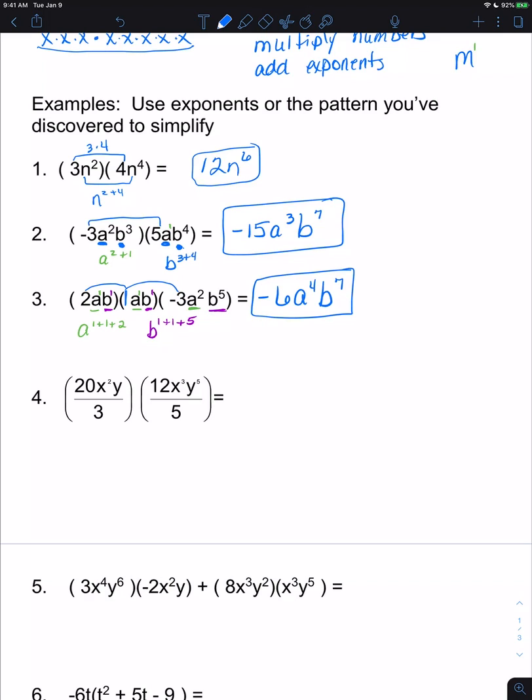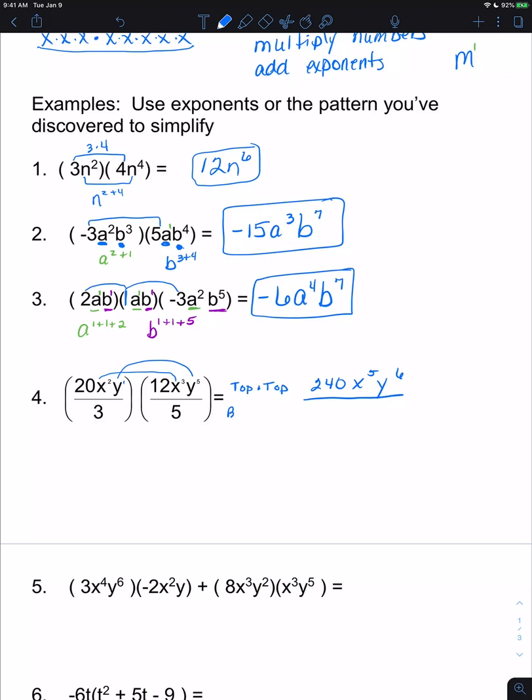When it's a fraction, remember when we multiply fractions, it's just top times top and bottom times bottom. So let's do top times top. We've got 20 times 12, which is 240. And then x squared times x cubed, 2 plus 3, x to the 5th. And then y, imaginary 1, and y to the 5th is y to the 6th. I always say just do one thing at a time. Do your numbers, do the next variable, then do the next variable.